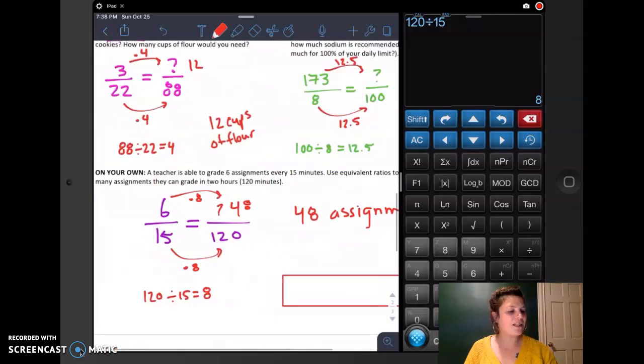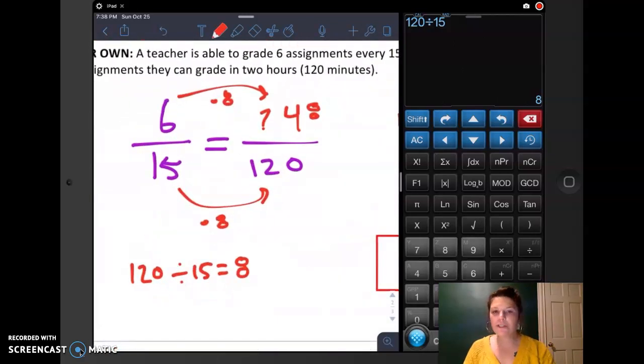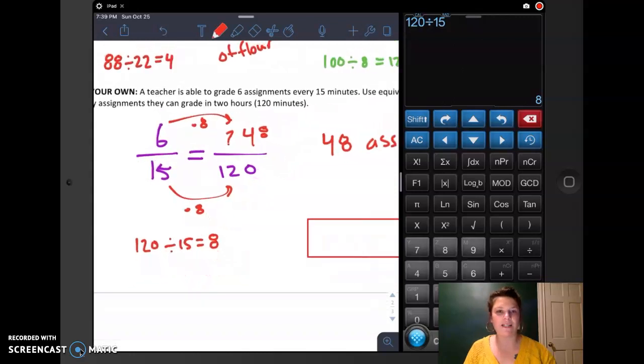And then finally, the last one was a little bit tricky, but it does give you 120 minutes. So if you're ever given a problem like this where you had 15 minutes and then it said 2 hours, make sure that you need the units to be the same. So you want to go from 15 to 120, not 15 to 2. And I found that the multiplier was 8 and was able to find that a teacher could grade 48 assignments.